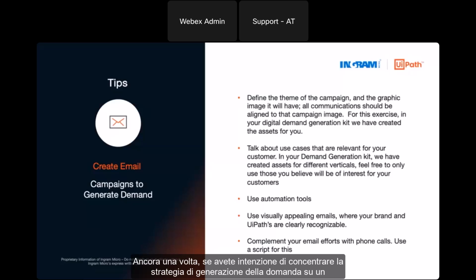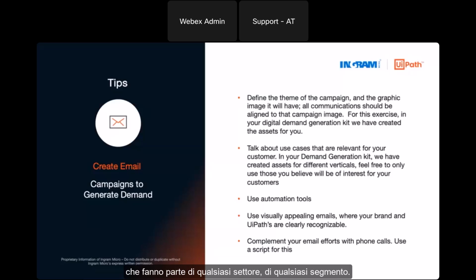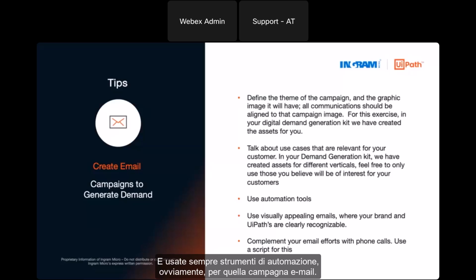Again, if you are going to focus that demand generation strategy on one specific industry or for a specific use case, follow that line. If you want to make it more universal for all your customers, again, try to focus on use cases that are going to be relevant for most of the line of businesses that are part of any industry, of any segment, right? And always use automation tools, of course, for that email campaign.